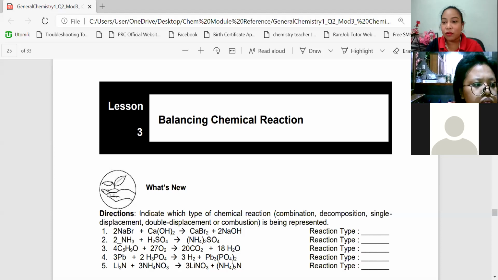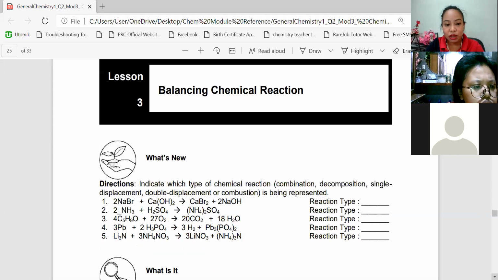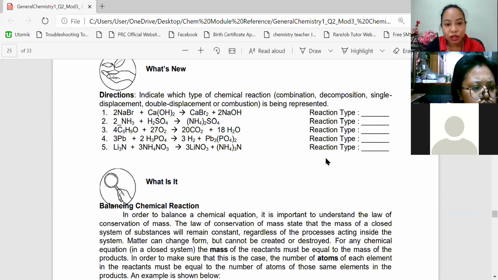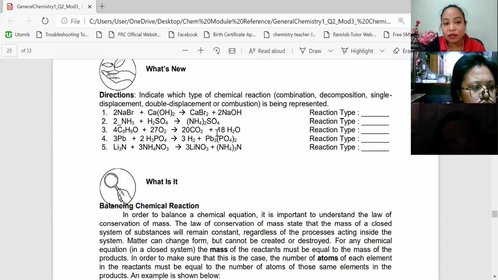Okay, good morning everyone. Welcome to our Module 3, Lesson 3, Balancing Chemical Reaction. So what's new? Let's indicate which type of chemical reaction is being represented by the following.